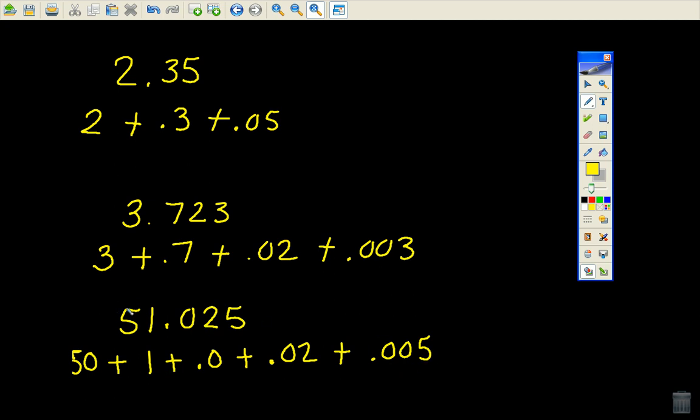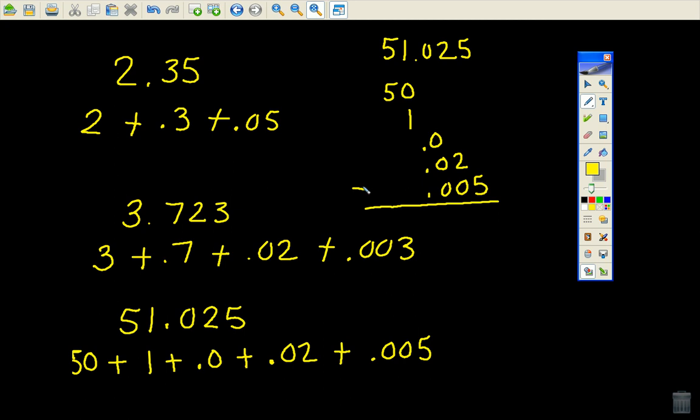So we still have to take care of our whole number expansion, and then we expand our decimals this way too. If you did it up and down, you would be able to see this a little bit better. So I'm going to do this. I want you to do this with me on the teacher side. We'll do expanded notation vertically. So we have 50, 1, 0/10ths, 200ths, and 5,000ths.